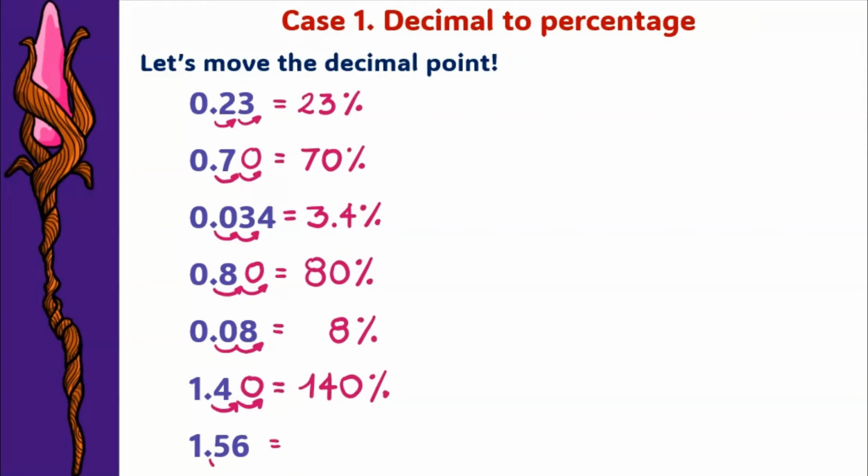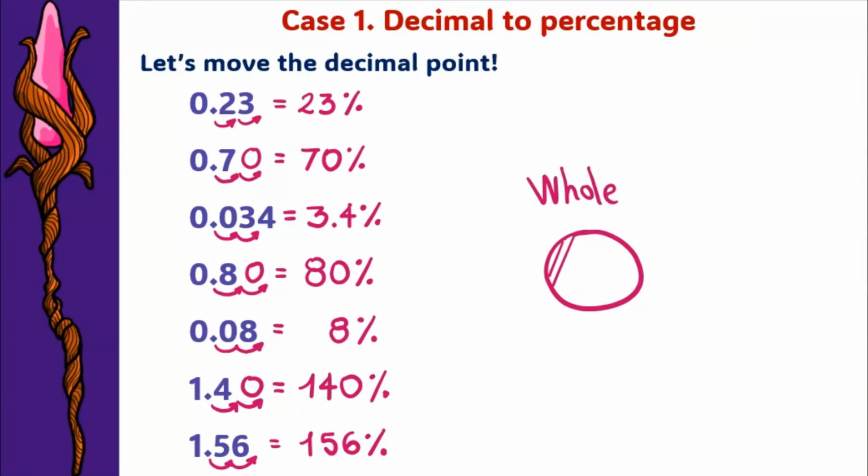And finally, this one. It's similar, but in this case, we don't need to fill with zeros. We just leave the 156%. Always remember that the whole thing is 100%. If you take the complete whole, the complete group of people, the complete pizza, we are talking about 100%. Or 1 if we are talking about decimal numbers.